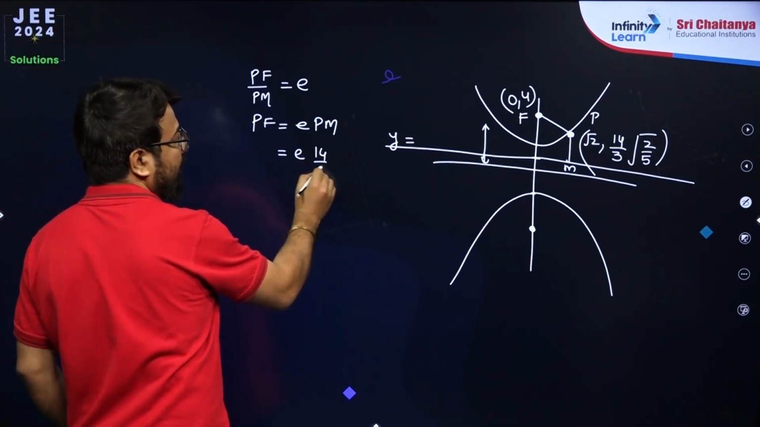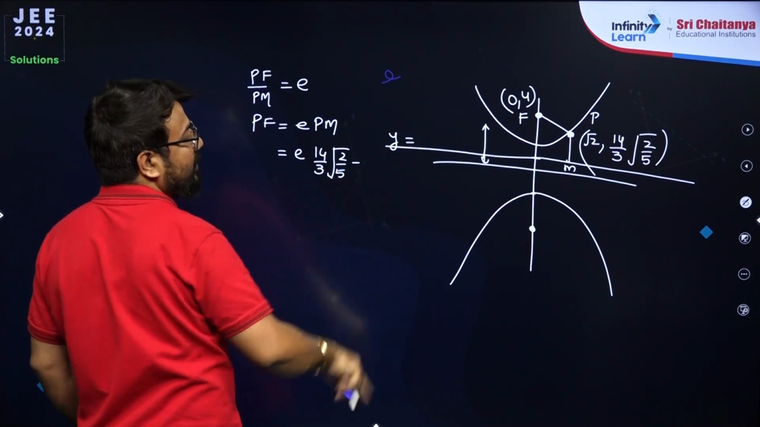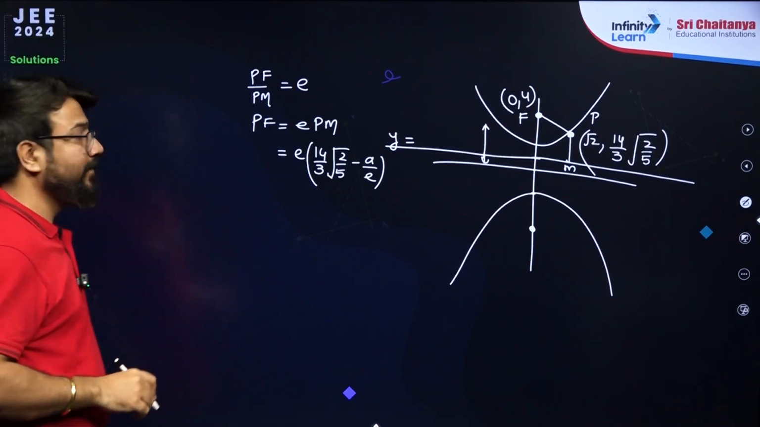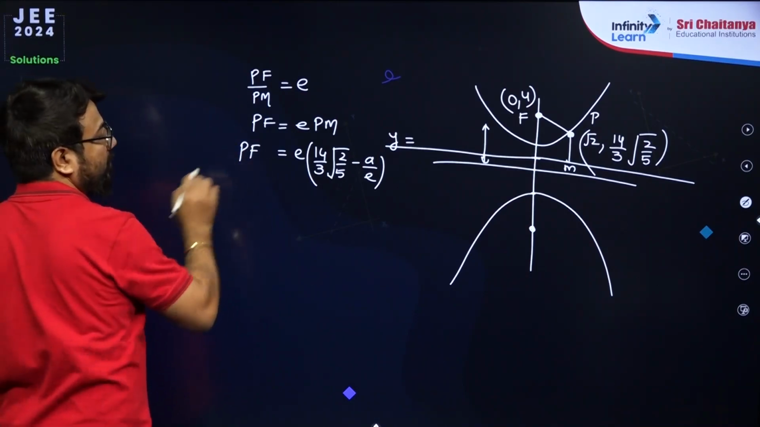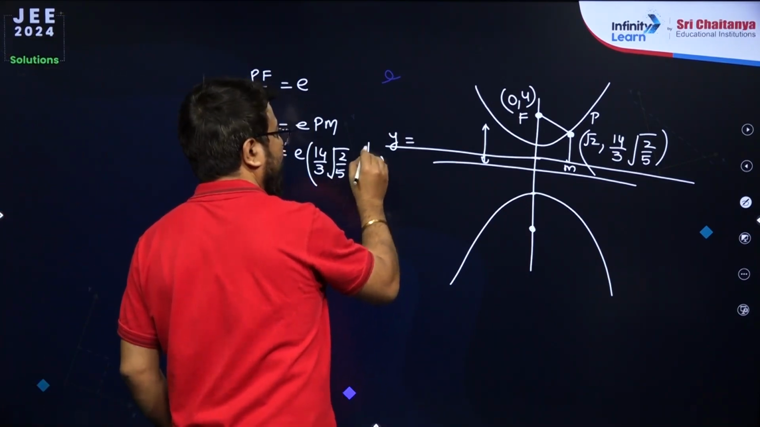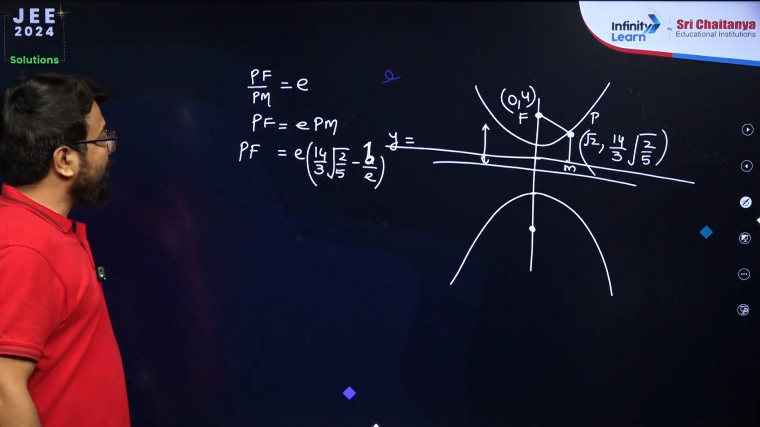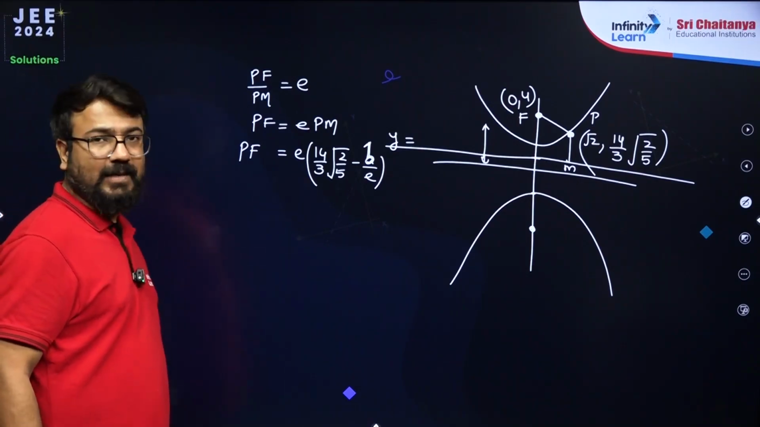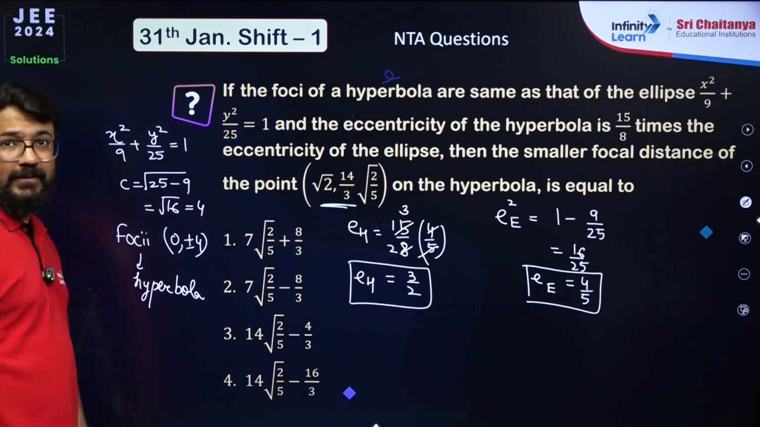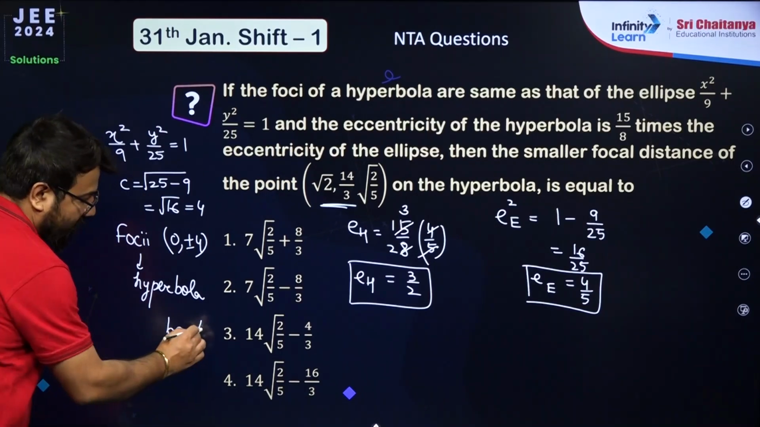So 14 over 3 root 2 by 5 subtracted by y is equals to a by e. Are you getting my point? y is equals to a by e. This is actually PF. All right. Now, since the hyperbola is this, we will be writing b by e over here. Okay. Since the hyperbola is along the y-axis, it will be b by e. Now we already know what is the eccentricity of the hyperbola. We can get the value of b from here, and according to that we can go ahead. So basically, this is the be of the hyperbola being given to us, and that is 4.